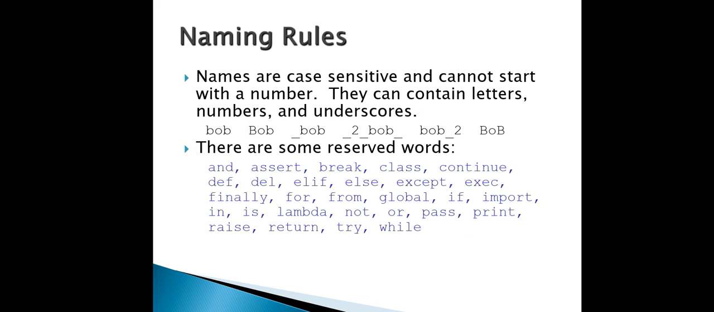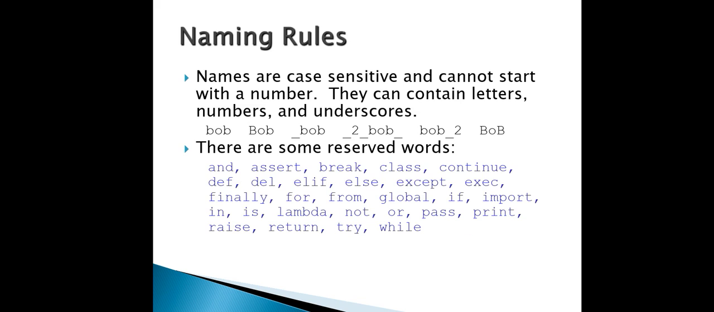Names are case sensitive and cannot start with a number. They can contain letters, numbers and underscores. For example: bob, capital Bob, underscore bob, underscore two underscore bob underscore bob underscore two, capital B-O-B.